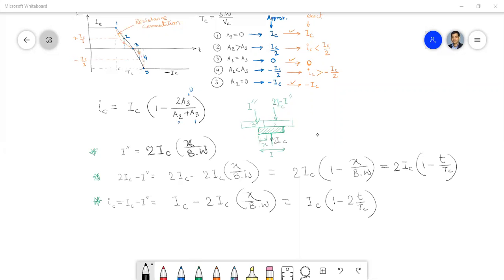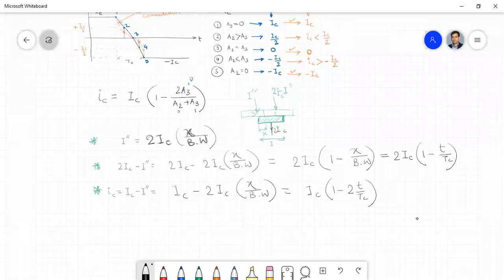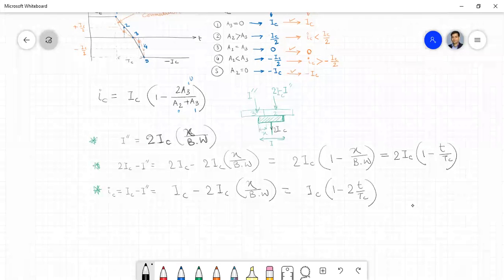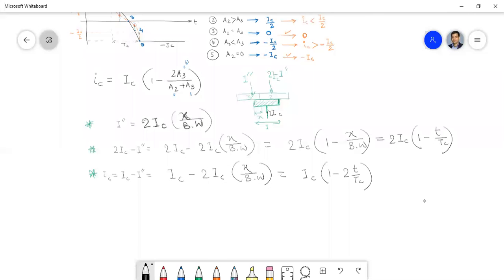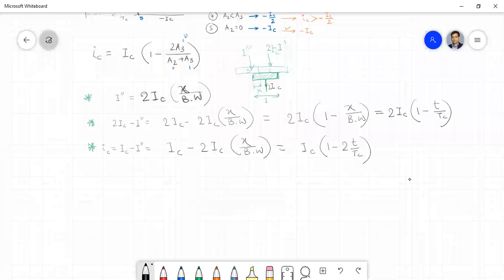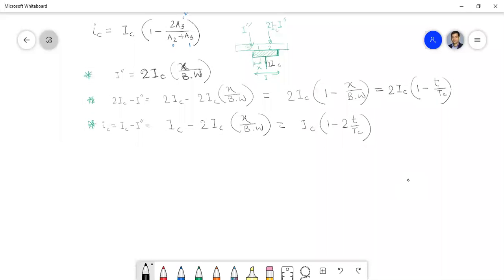Isn't it? So have you understood this point? Okay. Now we neglected many things, not only the resistance. Resistance only we have considered here, but there are a few other things we have not considered here, like the inductance of the coil.